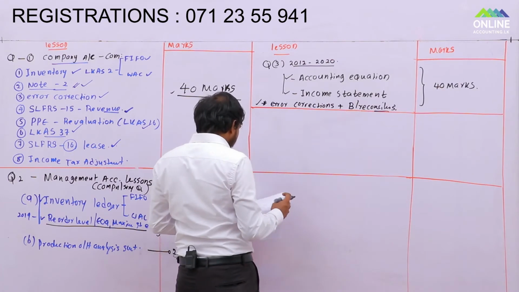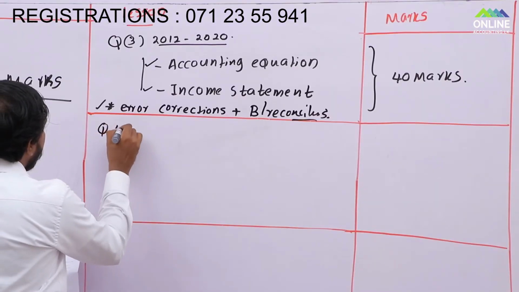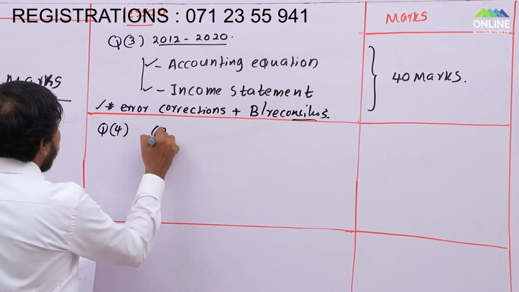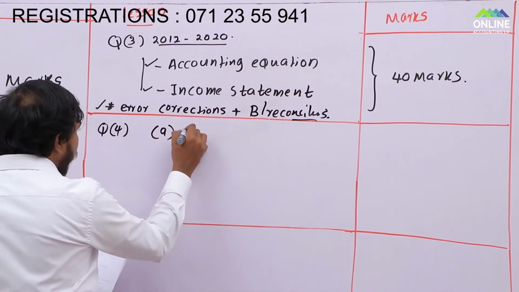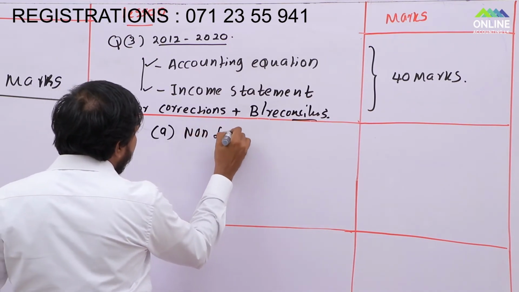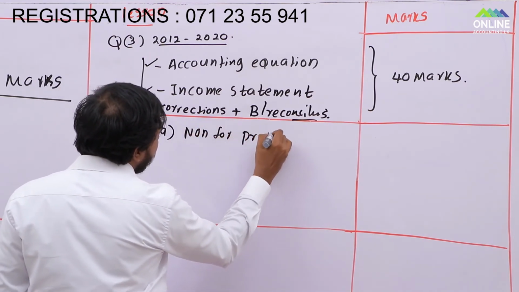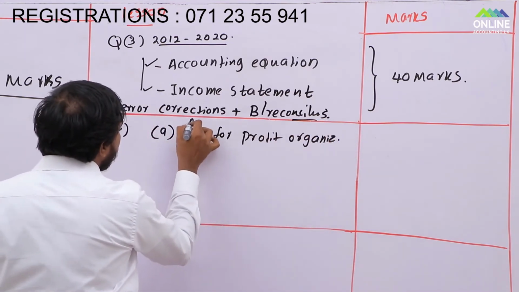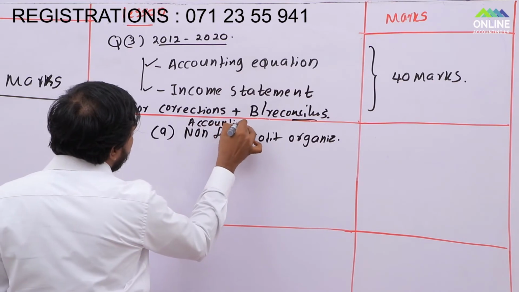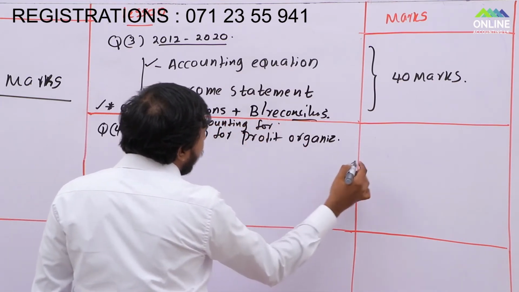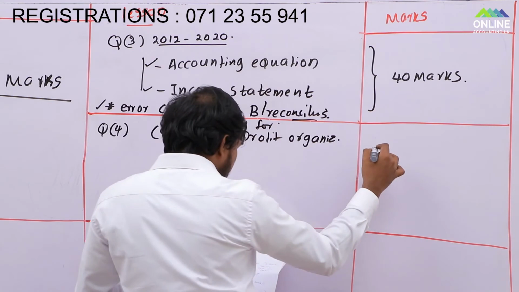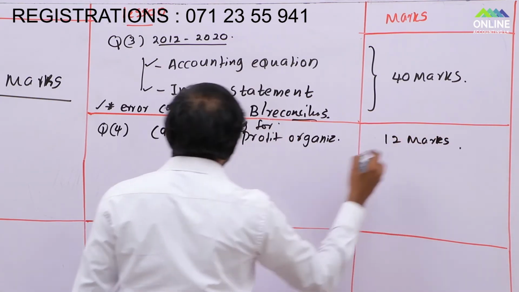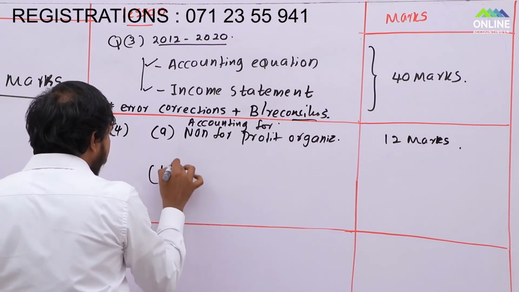Then question number 4. For question number 4, there were 2 parts. One is for non-for-profit organizations. Accounting for non-for-profit organizations, right? Then 12 marks was allocated for this. Then we come to the B part.